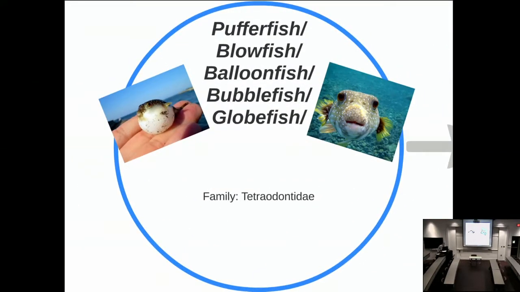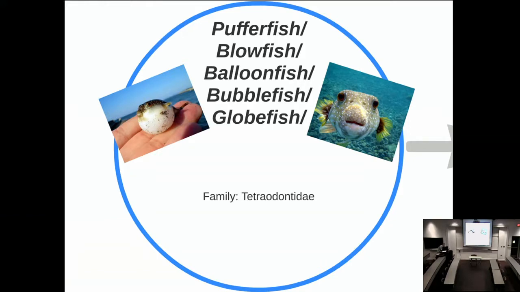Next on the list would be the pufferfish, the blowfish, the balloonfish, the bubblefish, or the globefish. It has all of these names. And I mean, it doesn't get much cuter than the picture on the left. I mean, look at that thing. It's adorable. So this comes from the family of fish called Tetraodontinae.